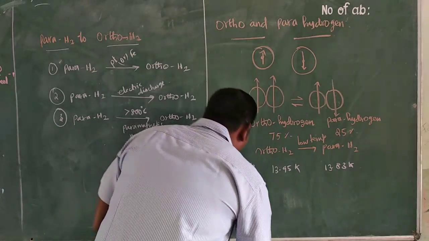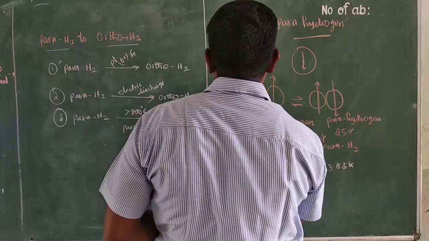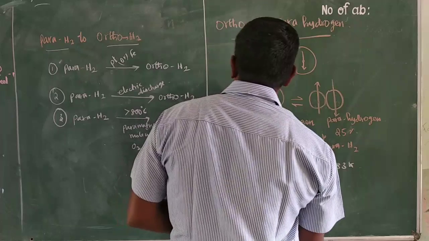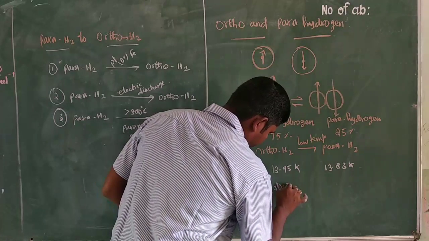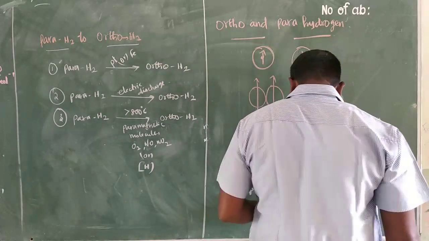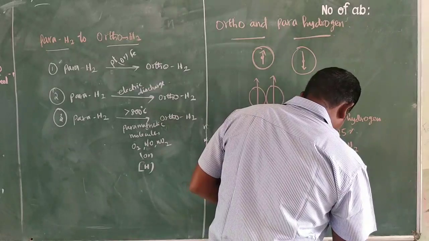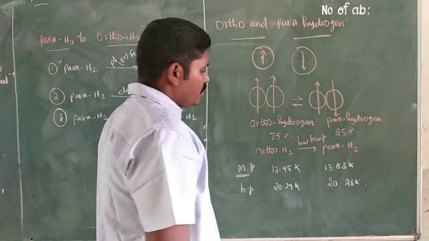Next, the boiling point. The boiling point of ortho is 20.39 Kelvin, and para is 20.26 Kelvin. Right?